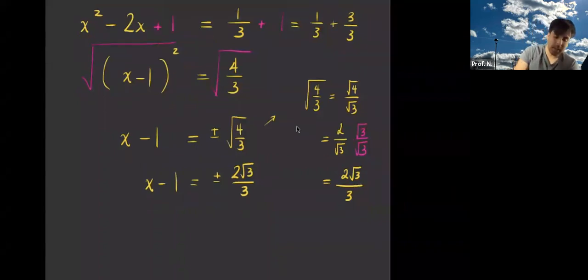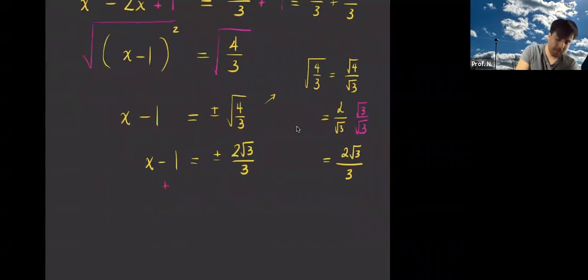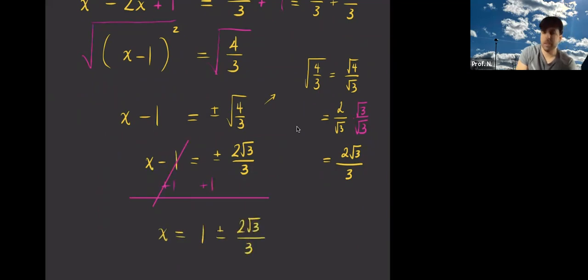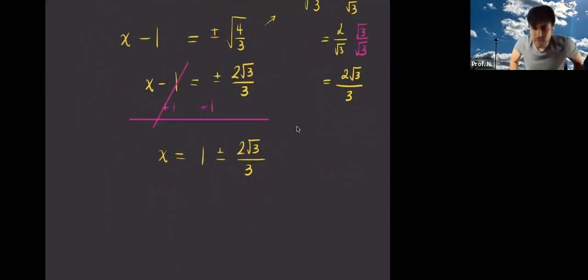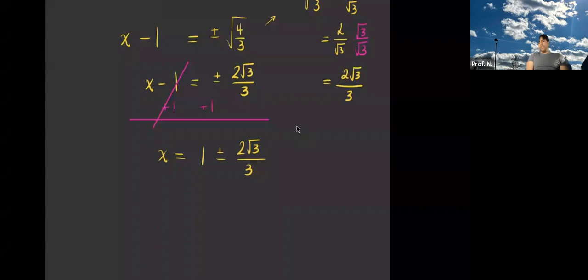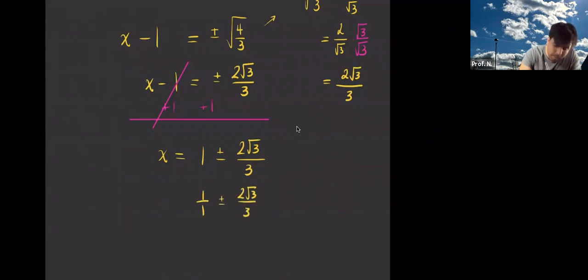And so when you do that now, I want to get x. So I must add 1 on both sides. And I get x is equal to 1 plus or minus 2 rad 3 over 3. And of course, we don't like to just leave our expressions like this. We always want to make it nice, compact, with a single fraction if possible. So that 1 can be rewritten as 1 over 1. So I got 1 over 1 plus or minus 2 rad 3 over 3.